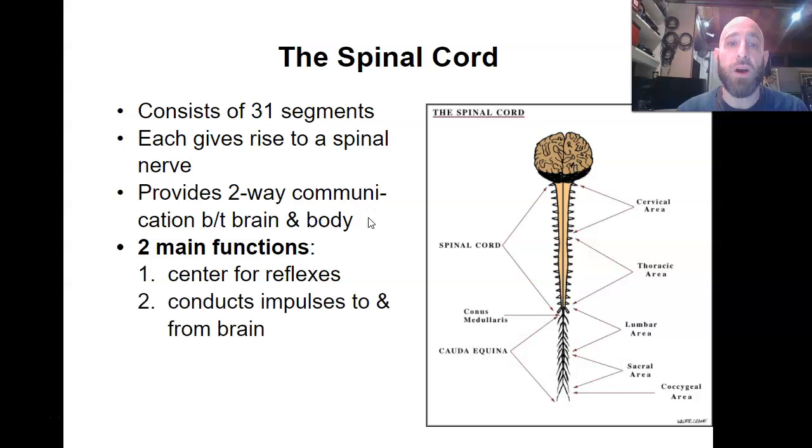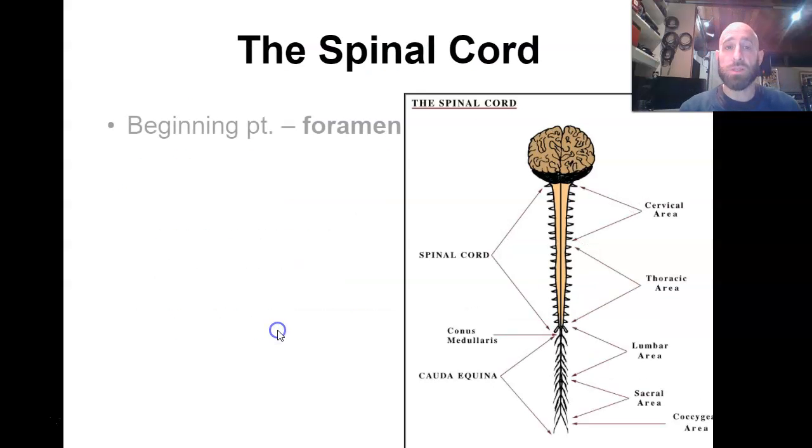There are two main functions of the spinal cord. One is that it's the center for reflexes, and we're going to talk a little bit more about that today. Reflexes are really interesting. Reflexes are something we cannot control. We do not control our reflexes. And then also it conducts impulses to and from the brain, and that's the stuff that we can control. So let's talk a little bit more about it. A little bit of anatomy.